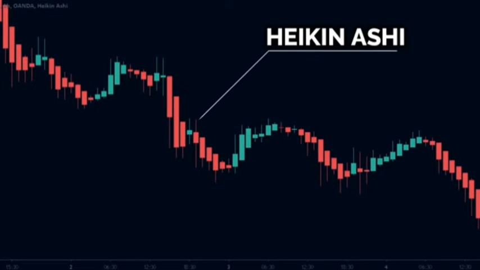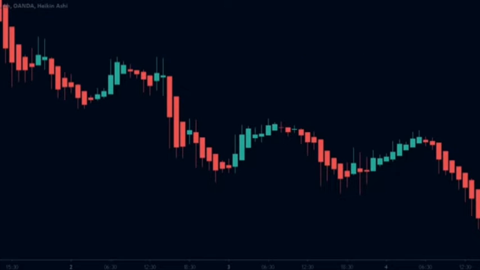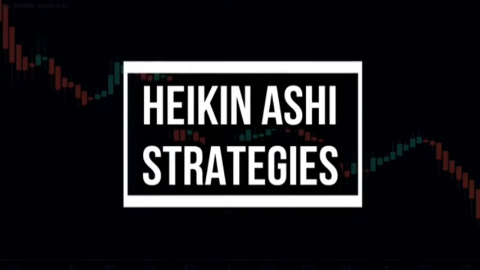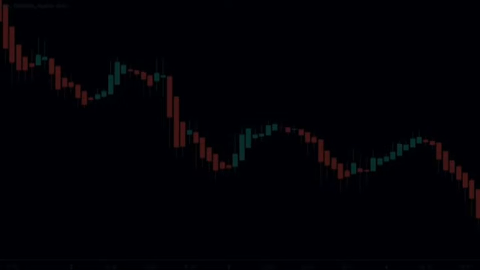This is where the Heikin Ashi comes into the picture. Heikin Ashi is a charting technique, just like candlesticks. However, it is a lot more simple. In this video, we will understand how the Heikin Ashi candlesticks work, and we will also learn a trading strategy using the Heikin Ashi charts.